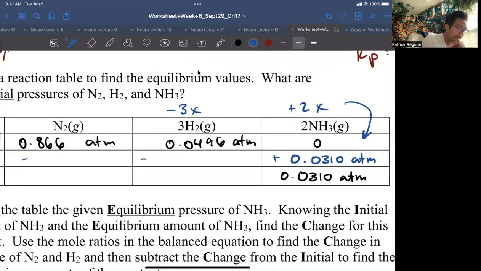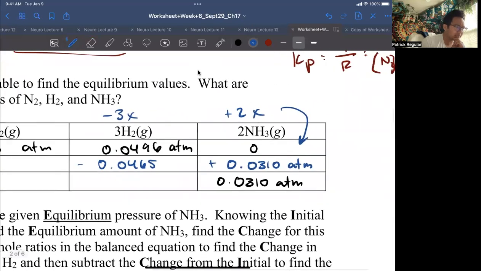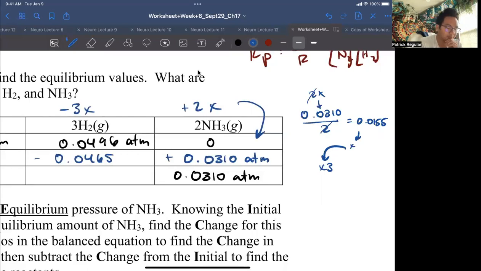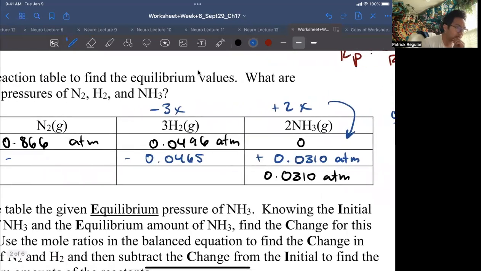3x would be our 0.0465. Small ratio. 0.0310, divide that by 2 because that was 2x. So 0.0155, that's our x. Now, we multiply that by 3 because we need to get 3x. This molar ratio is basically multiplying by 3 halves. 0.0465. That's how we got that number.